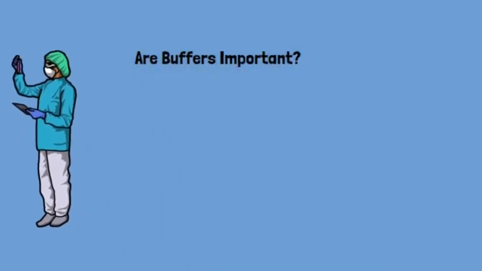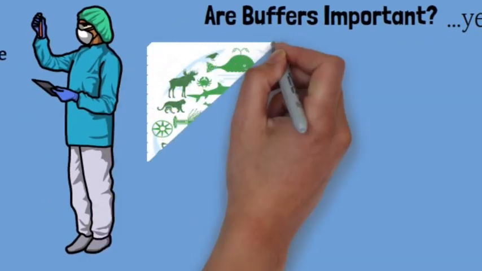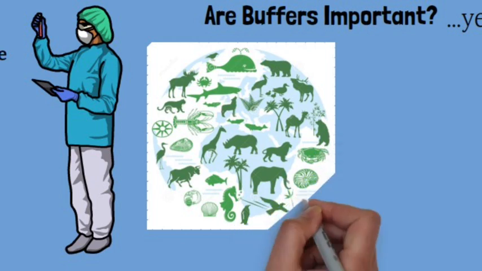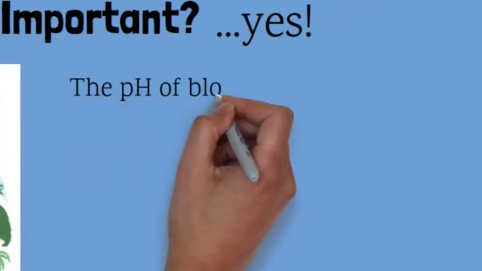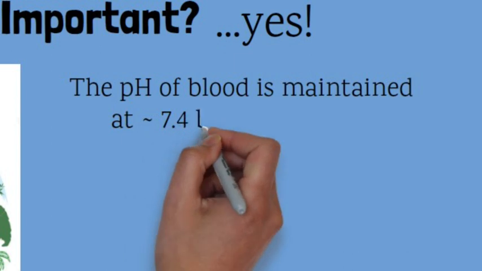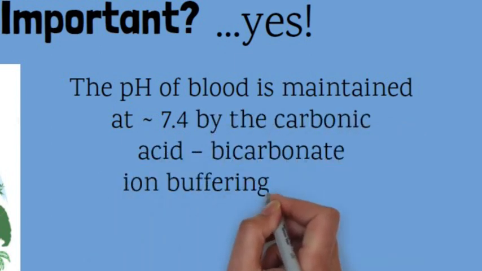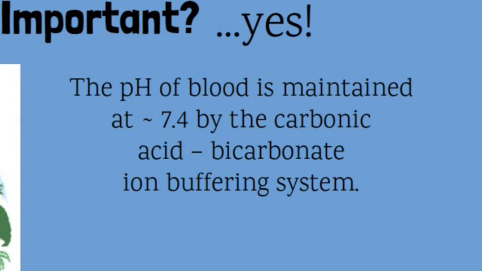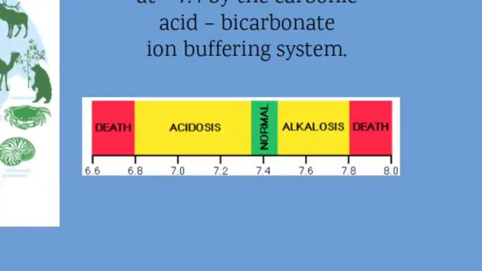Are buffers important? Well, yes. For example, buffers are extremely important to living organisms because all biochemical processes proceed normally only when the pH remains close to 7. For example, the pH of blood is maintained at 7.4 by the carbonic acid-bicarbonate ion buffering system. It is so critical to maintain the pH of our blood because otherwise cells of the body can stop functioning and the person can die.